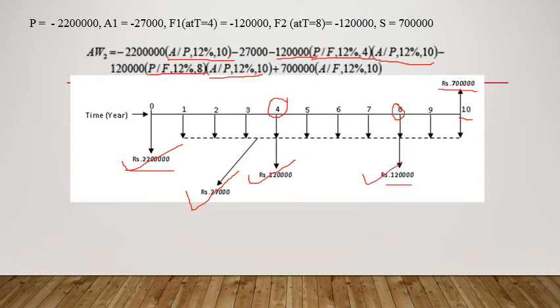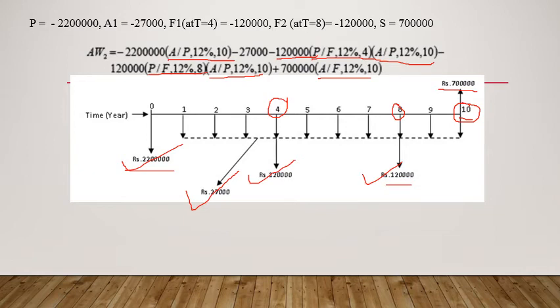This is done. What else remains? Salvage value remains, positive plus F. So it is at the end. There is no problem for me. I can convert that straight away using the factor A by F comma 12 comma 10.